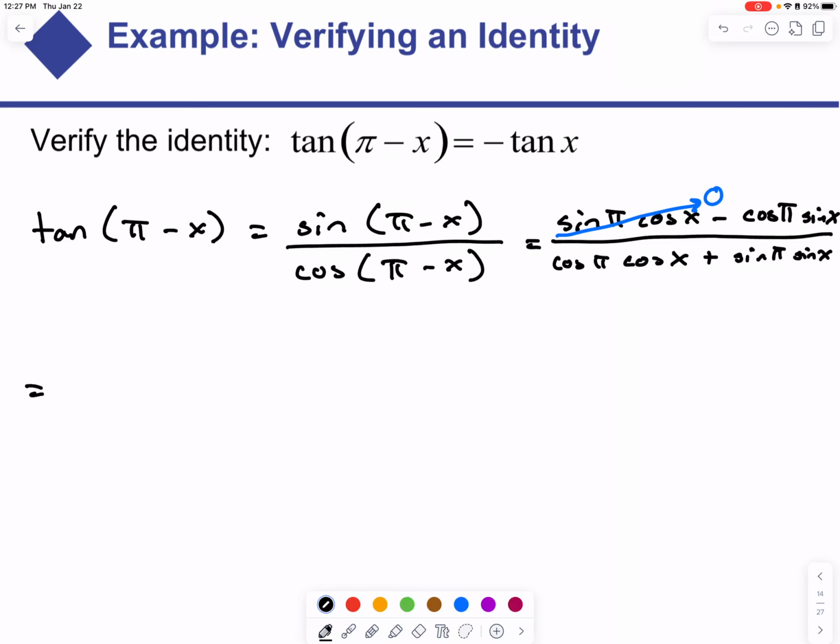Okay, so I'll just put it here for now. I'll move it as needed. Now for the denominator, cosine of pi, right? -1. So this guy is -1. Sine of pi is 0. Looks like this collapses to 0. Okay. So it looks like we have sine of x over a negative cosine of x.